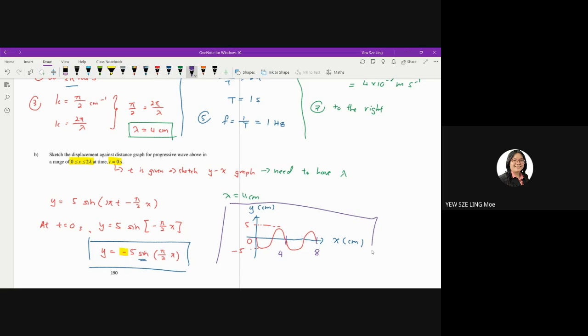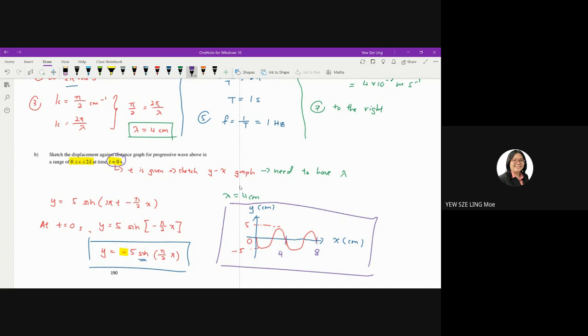So the things that you need to do, you sub the values given into the equation. Now the value given is t equals 0. So you sub it into the equation and then you simplify it, and you obtain y equals negative 5 sine pi over 2 x. From here, you then sketch the shape of the graph. And remember, when you are going to sketch a y against x graph, you need to have lambda. If the question asks you to sketch a y against t graph, then you need the value of the period.